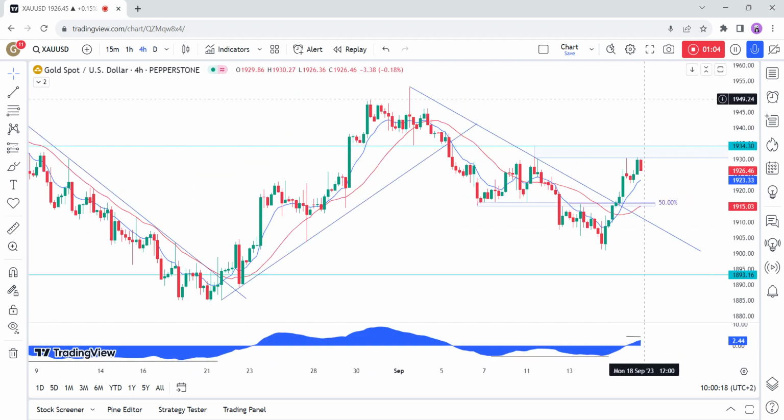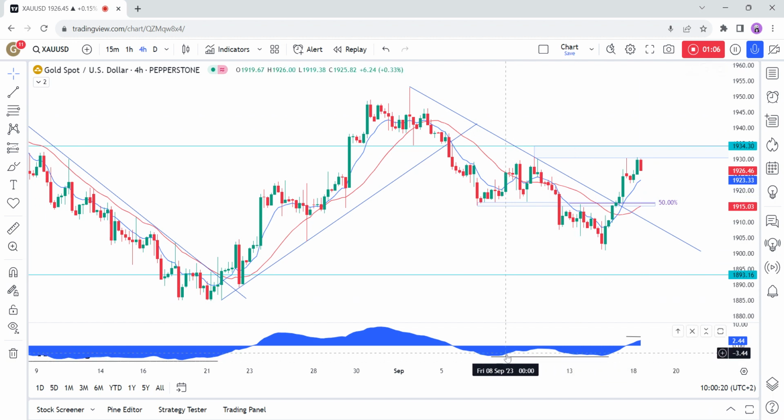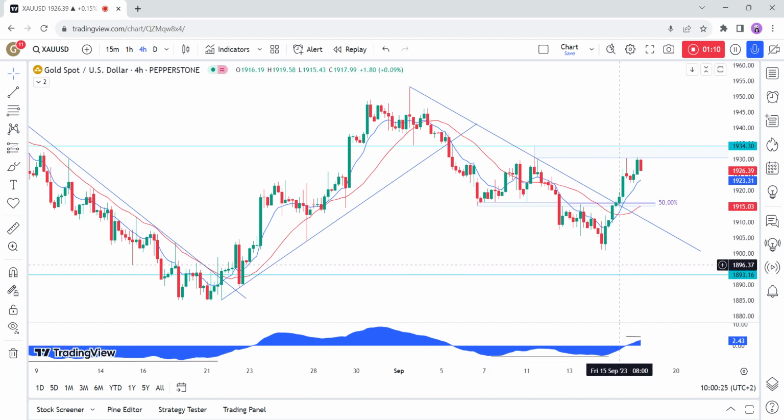On the 4-hour chart, we can see that we had a divergence here with the MACD as the price was approaching the 1893 support. This is generally a sign of weakening momentum, often followed by pullbacks or reversals.